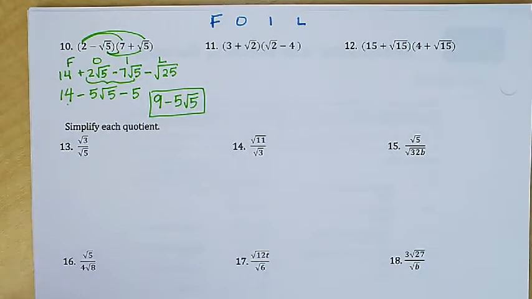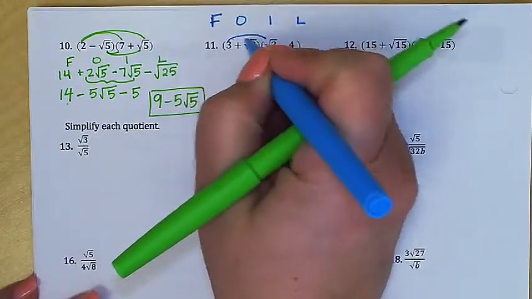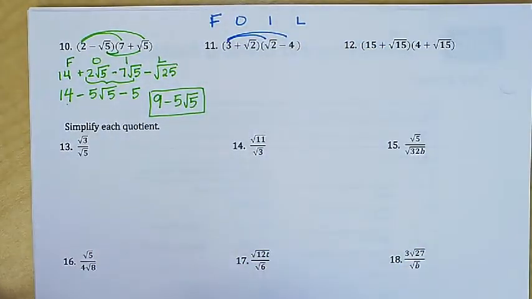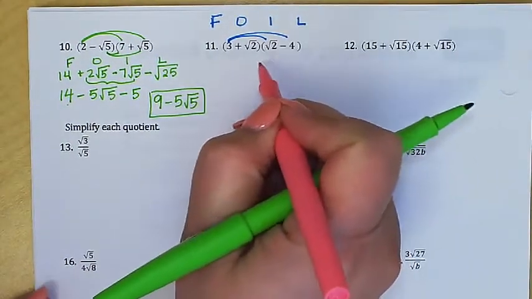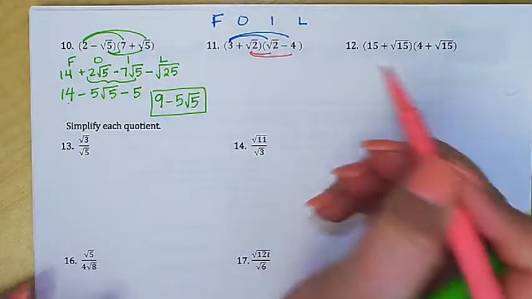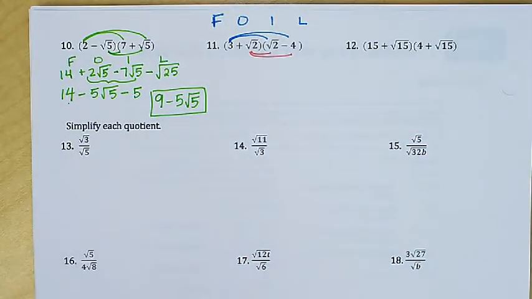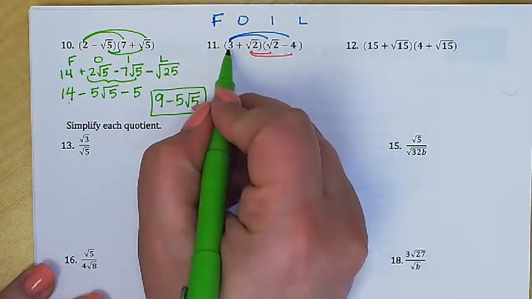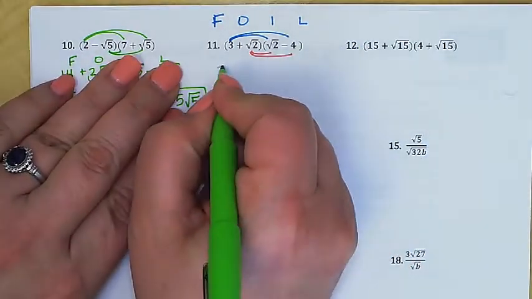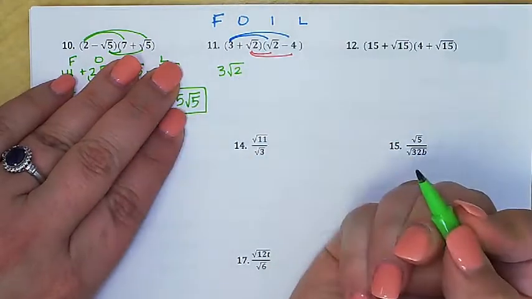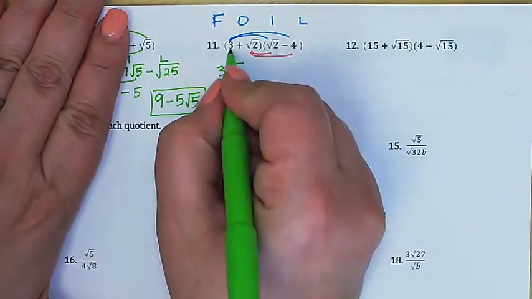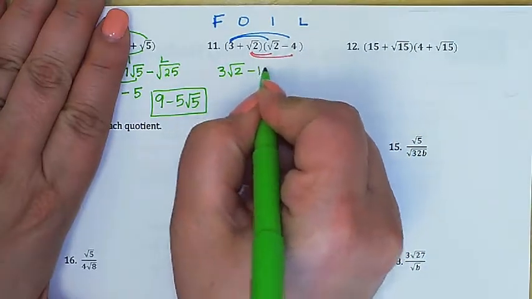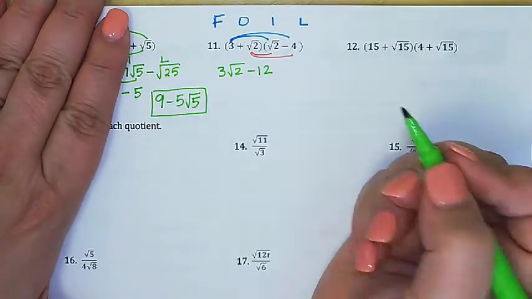Okay. Whatever method you like best, like I said, if you want to think of it in terms of distribution, FOIL, the box method, either way, you just end up distributing the 3 and making sure it gets multiplied by both, and then distributing the square root of 2 and making sure that one gets multiplied by both terms here. So when we do the first one, 3 times the square root of 2 just stays 3 square root of 2. Okay. 3 times negative 4 is just a negative 12.